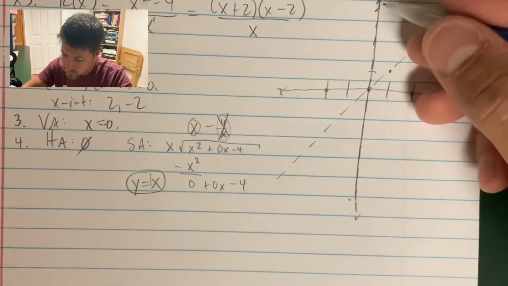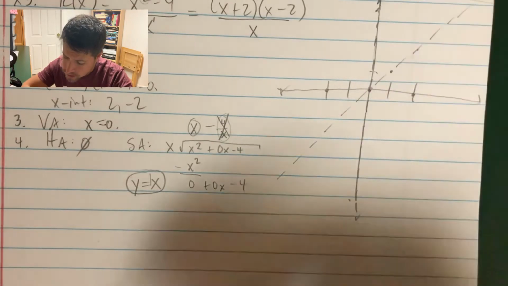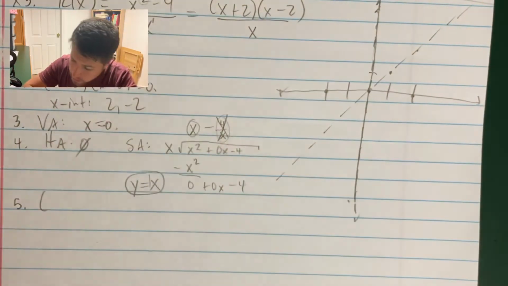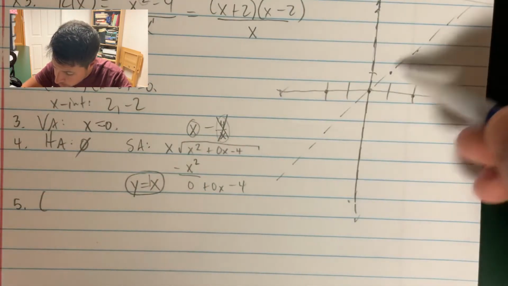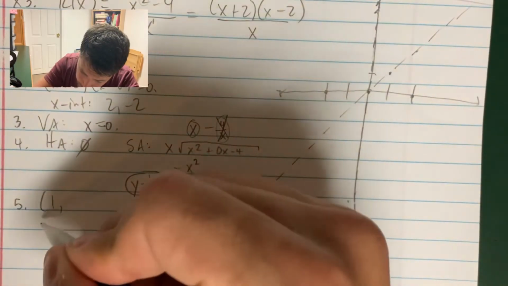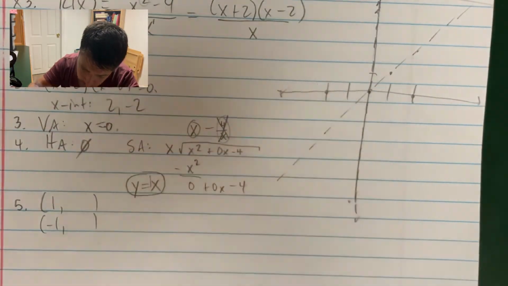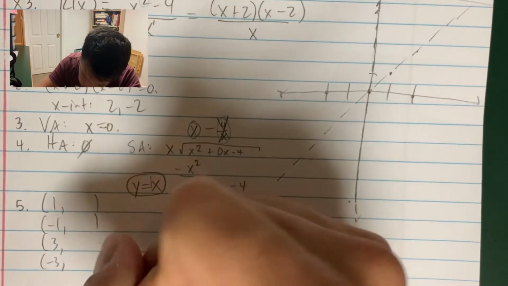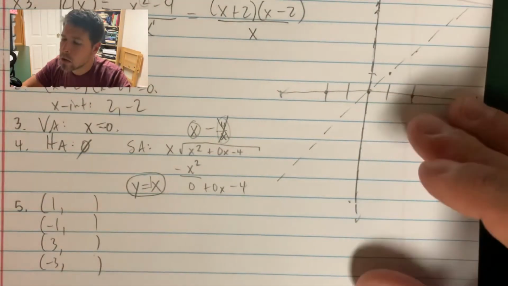Okay? So I have a vertical asymptote through 0 and a slant asymptote through y equals x. Let's find some test points to see some more information about where this goes. I have my x-intercepts, so those are good. I think 1 and -1 would be good points to find. Maybe 3 and -3 would also be good points to find too. So let's plug these into our original function.